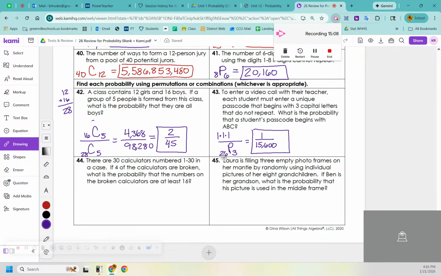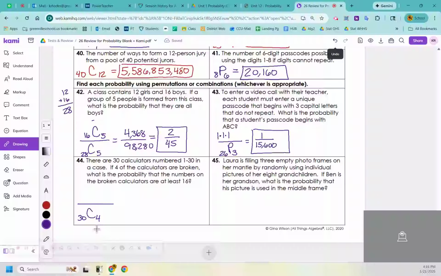There are 30 calculators numbered 1 through 30 in a case. If 4 calculators are broken, what is the probability that the numbers on the broken calculators are at least 16? So on the bottom, out of the 30 calculators, we need to know how we can choose 4 that are broken. Combination, because it doesn't matter if I pick up 1, 2, 3, and 4, it doesn't matter the order, they're broken. So 30 choose 4 calculators is our combination, order doesn't matter.